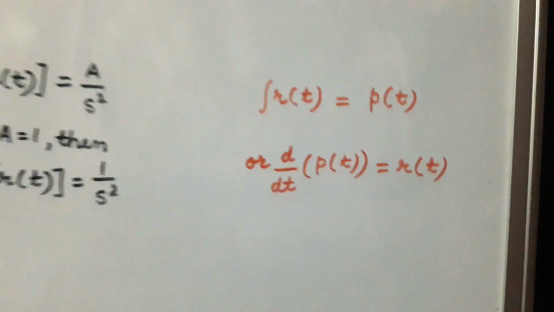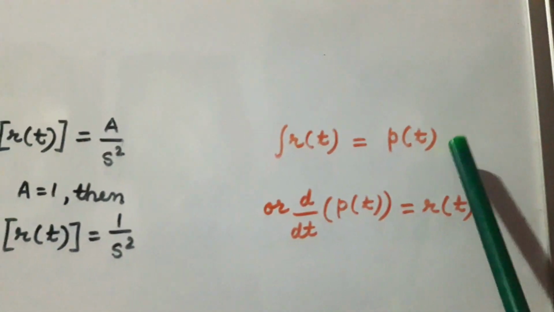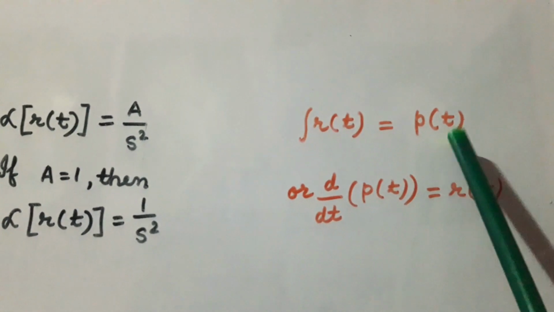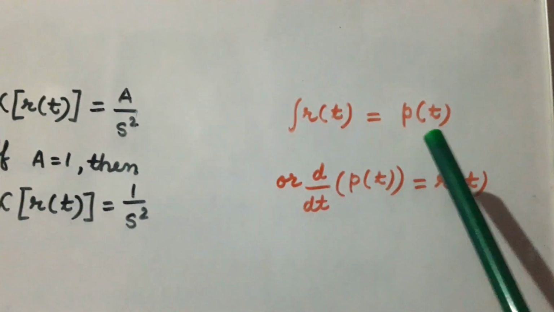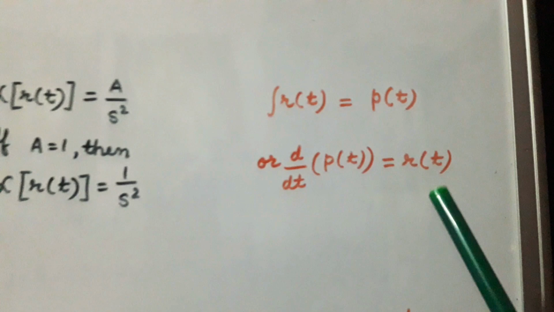Similarly, if we take the integral of r(t), it will be equal to p(t). p(t) is the parabolic function, or we can write that d by dt of p(t) is equal to r(t).